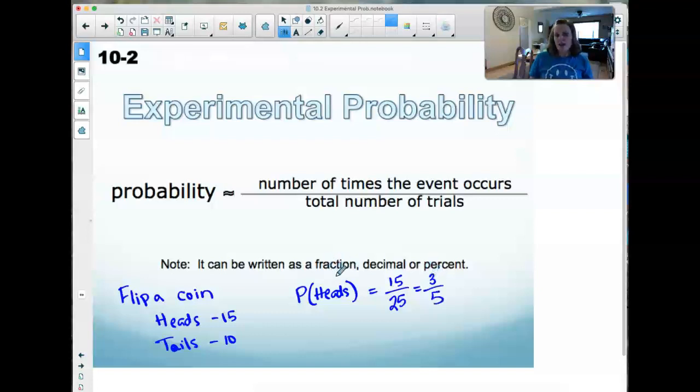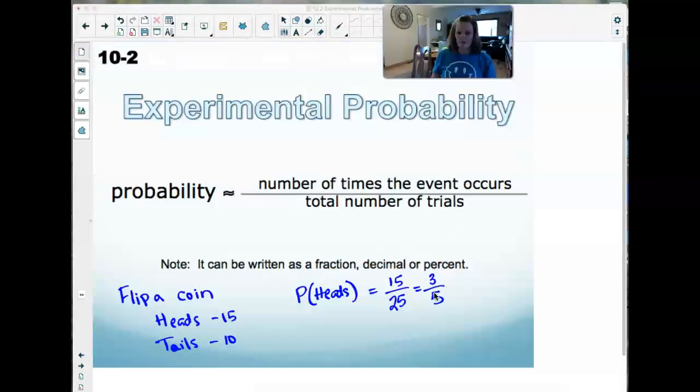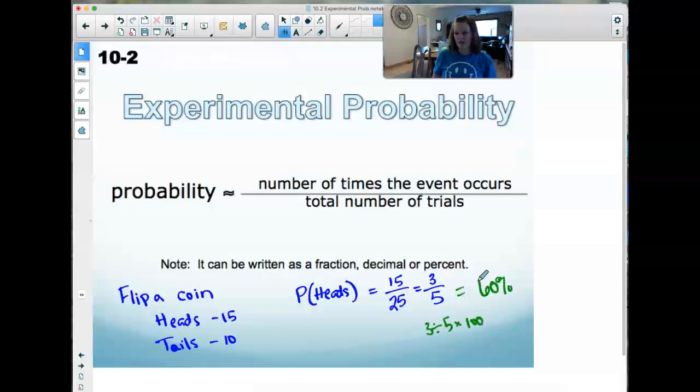Now, I did say you can write it as a fraction, a decimal, or a percent. So just as a reminder, if you did want to write this as a percent, we could change 3/5 into a percent by doing 3 divided by 5 and then times that by 100, and you would get 60%. So 60% of the time I flipped heads. That also means that 40% of the time I flip tails.